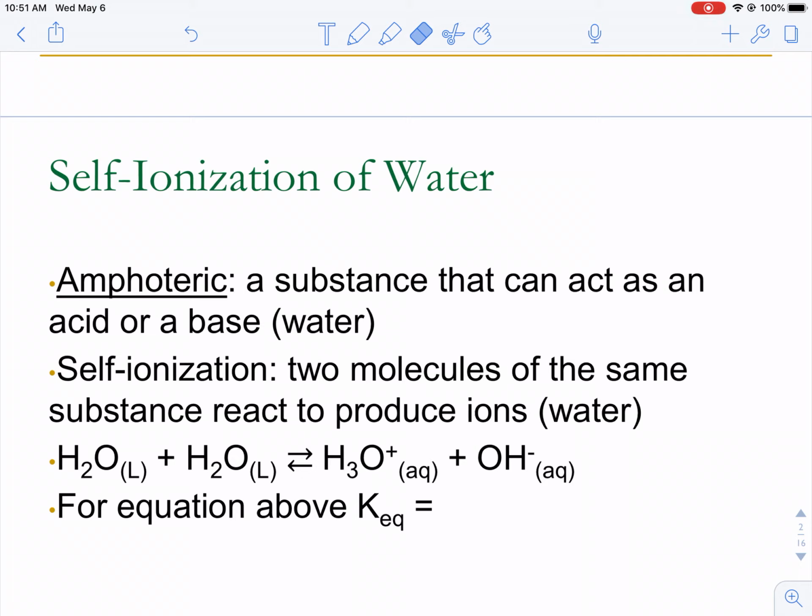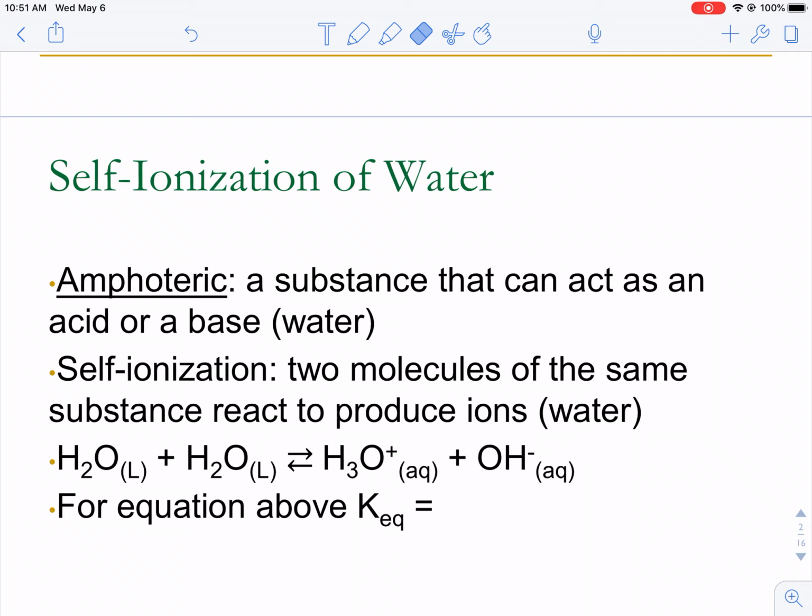What you really need to know is that when water self-ionizes, it has the same amount of hydroxide ions and hydronium ions. Because it has the same amount of hydroxide and hydronium ions, it is considered neutral because we know that hydroxide ions are part of a base and hydronium ions are part of an acid.